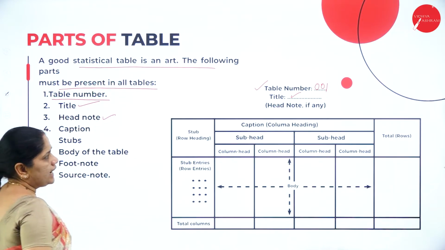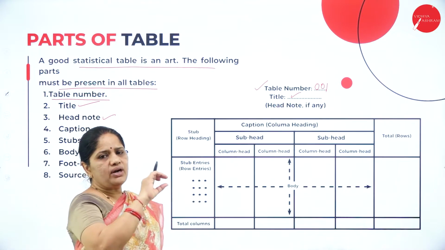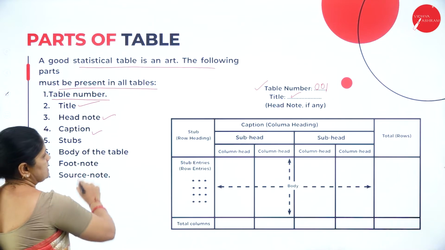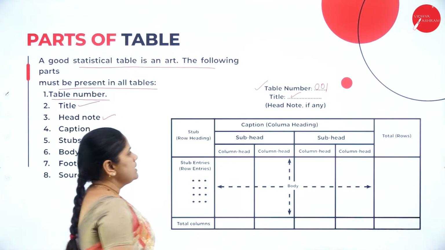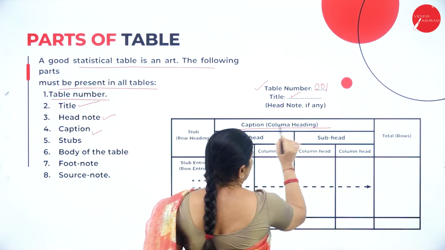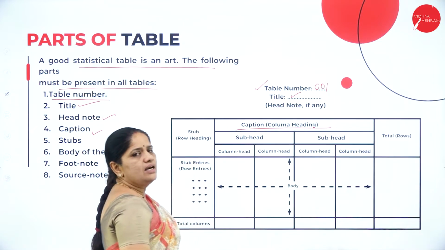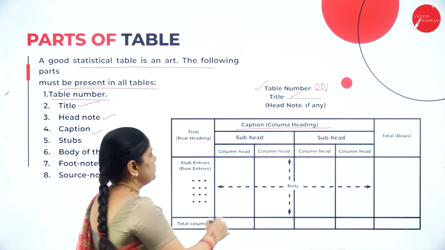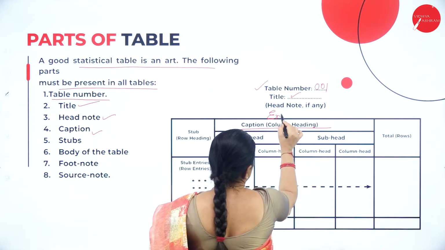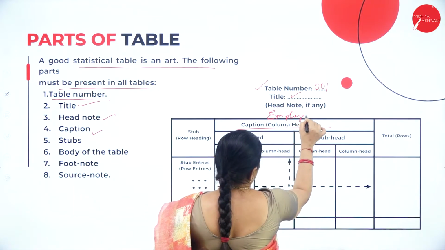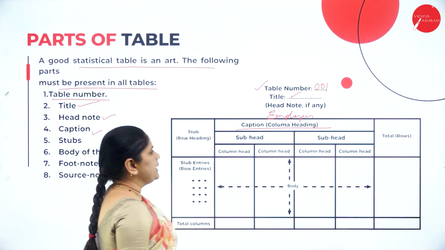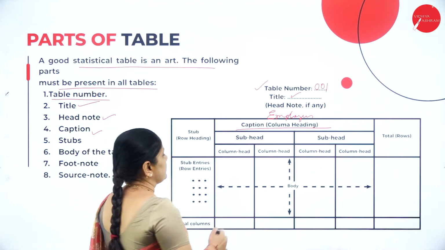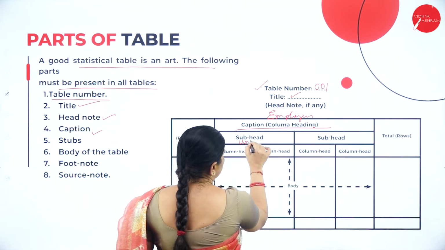Third one is the head note. Head note means you have to write a head note in the table. Then fourth one is the caption. What are the column headings? For each column we have a heading. Suppose it is employees, so you can write it as employees. Then next, subheading. Whether they are trade union members or non-union members. So you can write union member.